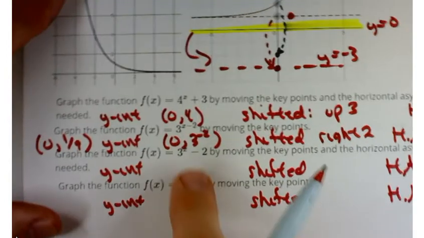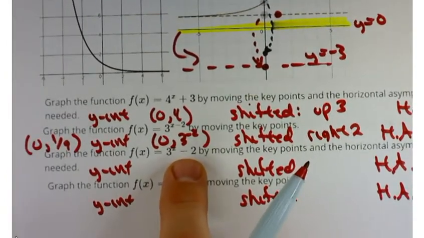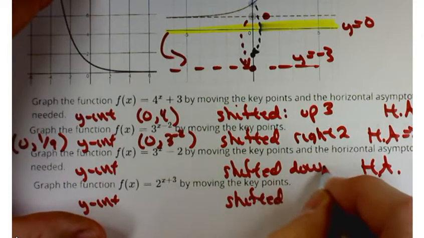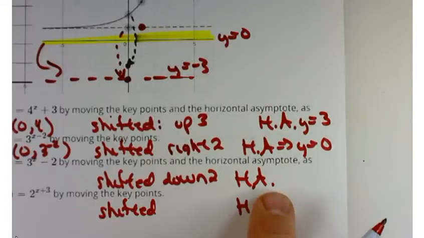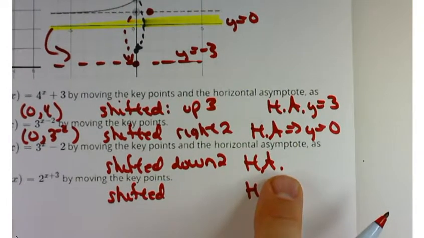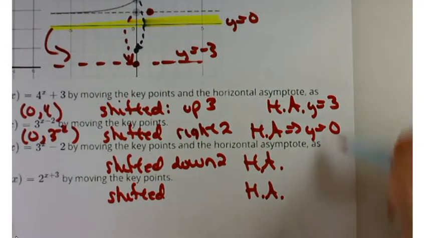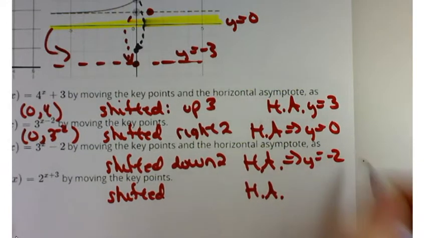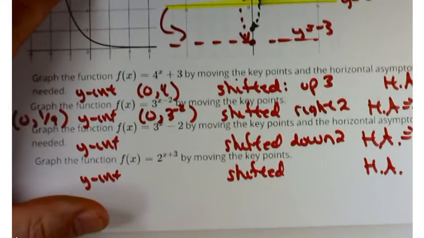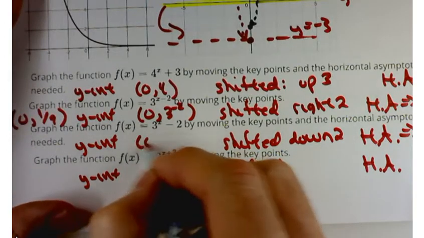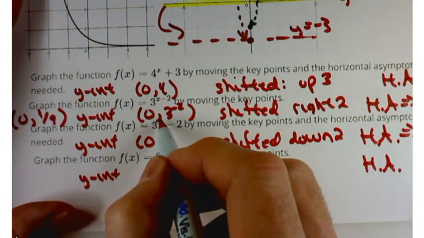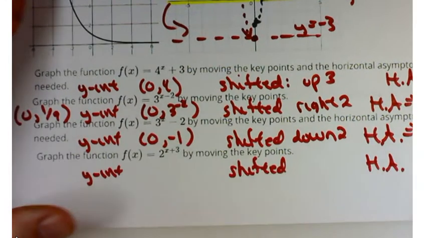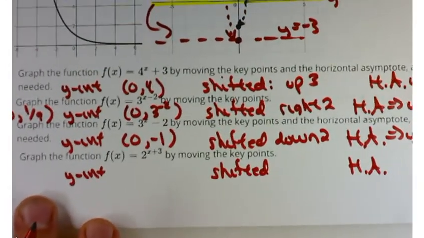How about down here? What's the minus 2 going to do in this case? Down 2. What's that do to your horizontal asymptote? Shifts it down 2. So was it 0? Now it's going to be down at negative 2. So y equals negative 2. If I set x equal to 0, 3 to the 0 is 1. 1 minus 2 is what? Negative 1. 3 down, 1 to go.